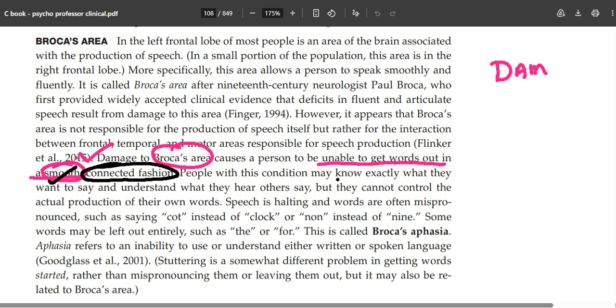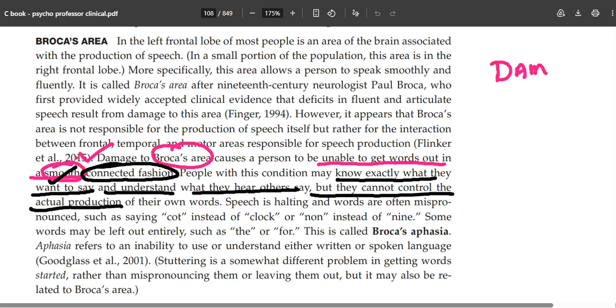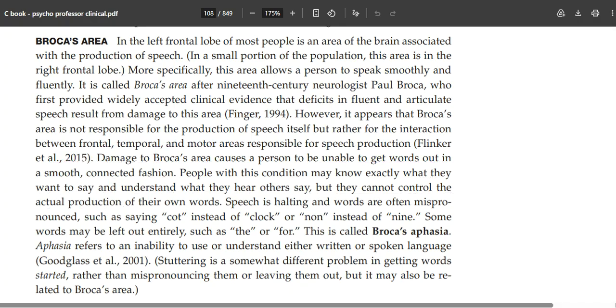People with this condition may know exactly what they want to say and understand what others say, but they cannot control the actual production of their own words. So what was happening in the very start of the video was exactly this. Speech is halting, and words are often mispronounced. This is called what? Very important. This is called Broca's aphasia.